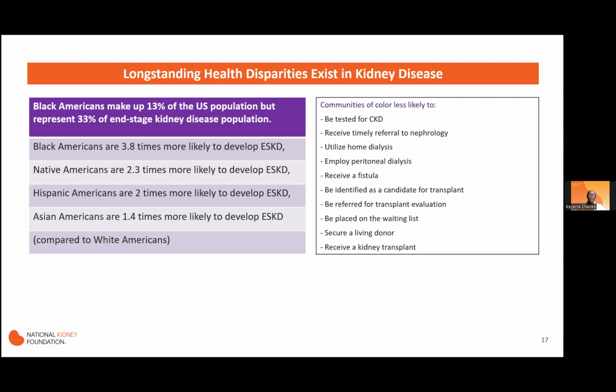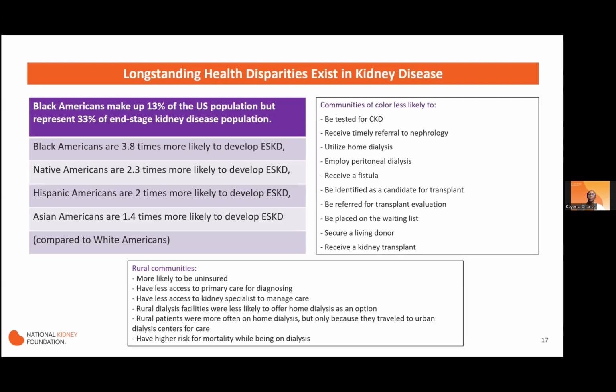And similarly, people living in rural communities experience many of the same issues, in addition to being more likely to be uninsured, and having less access to primary care for diagnosing and less access to kidney specialists to manage care. Rural dialysis facilities were less likely to offer home dialysis as an option. And if rural patients were more likely to be on home dialysis, that's because they travel to an urban dialysis center for their care. And then finally, rural communities also just have a higher risk of mortality when it comes to being on dialysis.